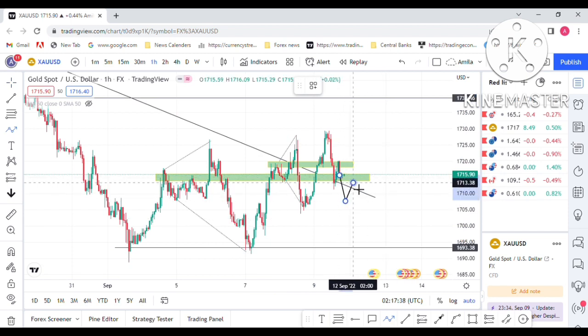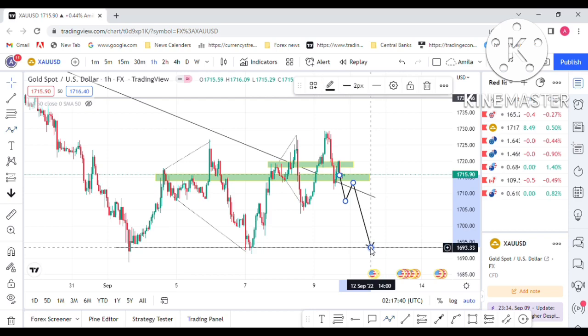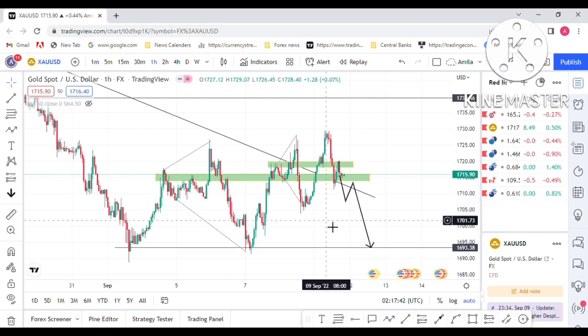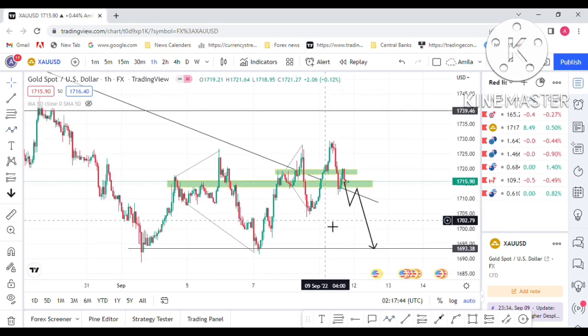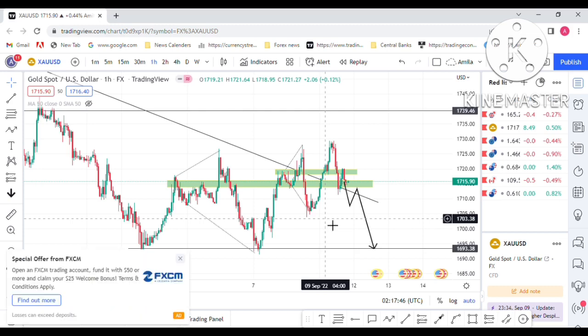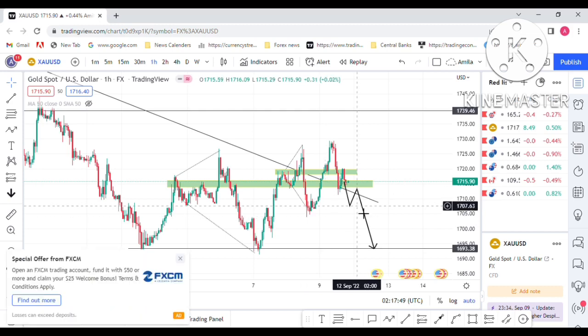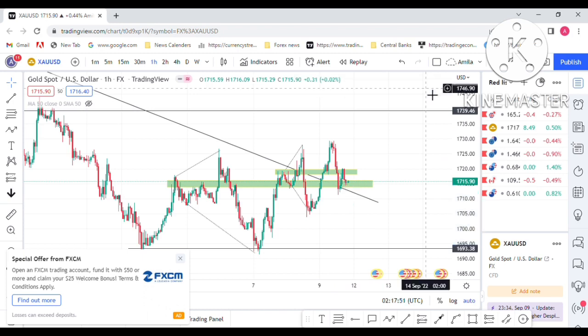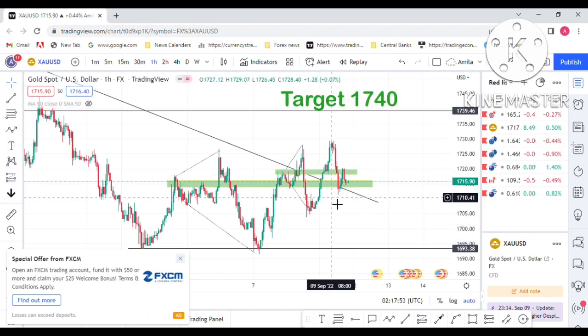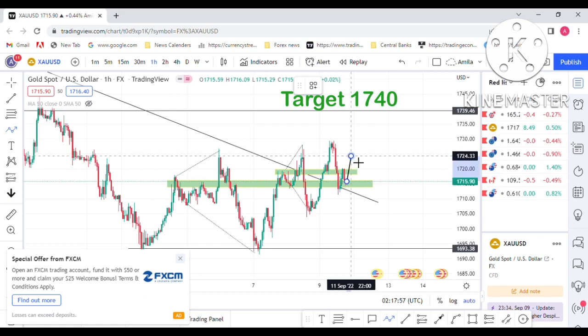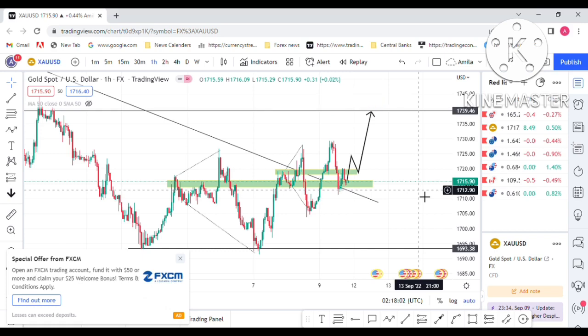Okay, price broke this level, the QM buy level, and moved to the downside. My first prediction is that. My second prediction is price respects this QML buy level, and my target is 1740. Okay, those are the two scenarios you can see, and trade properly.